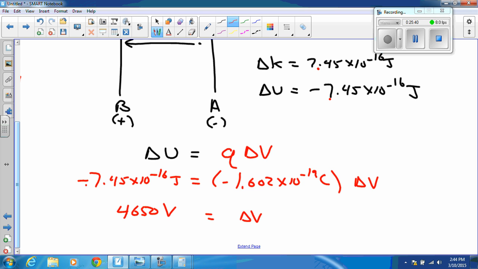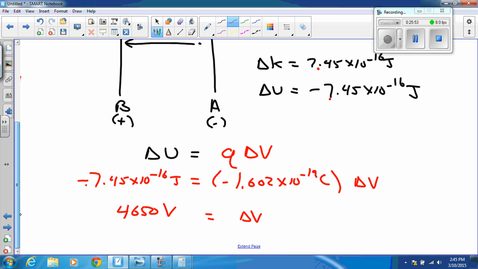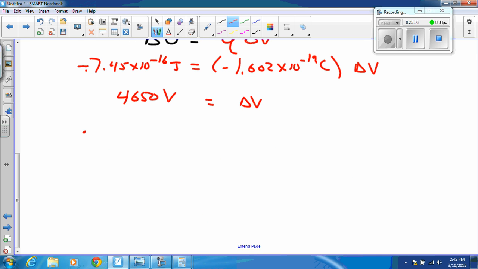Now, what does this mean? Well, here's how we're going to picture it. We're always going to picture changes in potential as being like changes in elevation. Like a waterfall, that's exactly right. And specifically, we're going to picture it like this. If we call the negative plate 0 volts arbitrarily, just we choose that, then this positive plate is going to be 4650 volts above that.